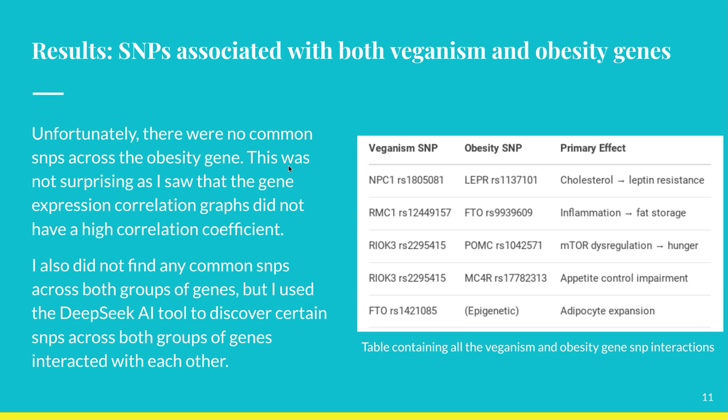This was not surprising because I saw that the gene expression correlation graphs for obesity did not have a high correlation coefficient. And I also did not find any common SNPs across both groups of genes, but I used the DeepSeek AI tool to discover certain SNPs across both groups of genes that interacted with each other. This is a table of the key interactions. As you can see, there's MPC1 interacting with LEPR, and RMC1 interacting with FTO, RIOK3 interacting with POMC, and RIOK3 interacting with MC4R.